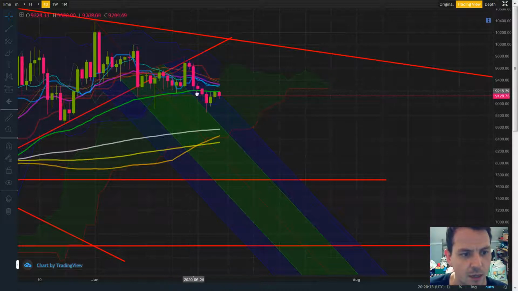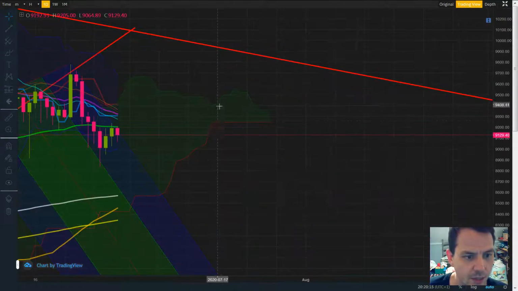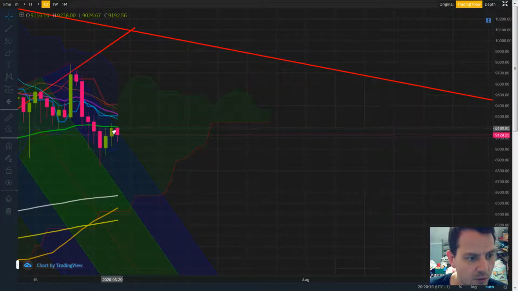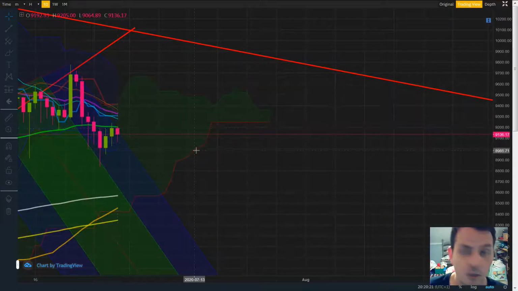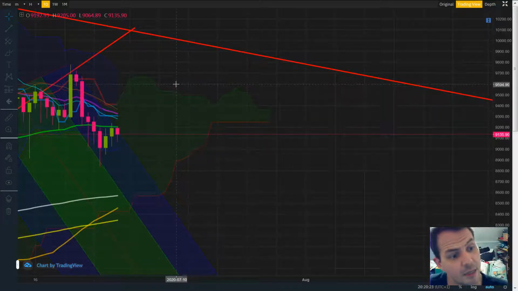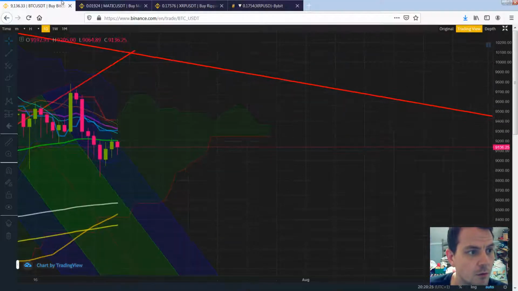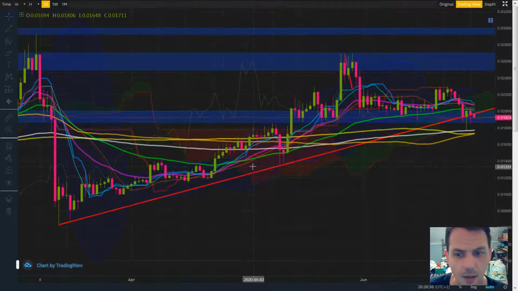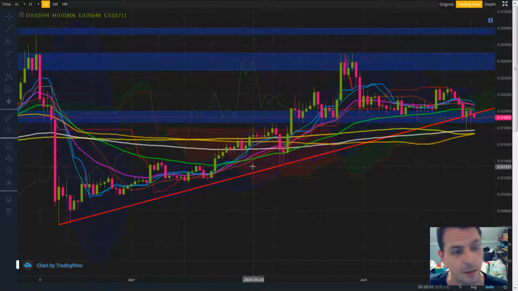You can also argue that we're being rejected from the green 50 exponential moving average. One, two closes beneath it, rejected, and it looks like we're going to close beneath it again. So I mean, it's not looking too good for old Bitcoin, and Bitcoin's going to dominate and dictate the trend. So moving on to Matic then.